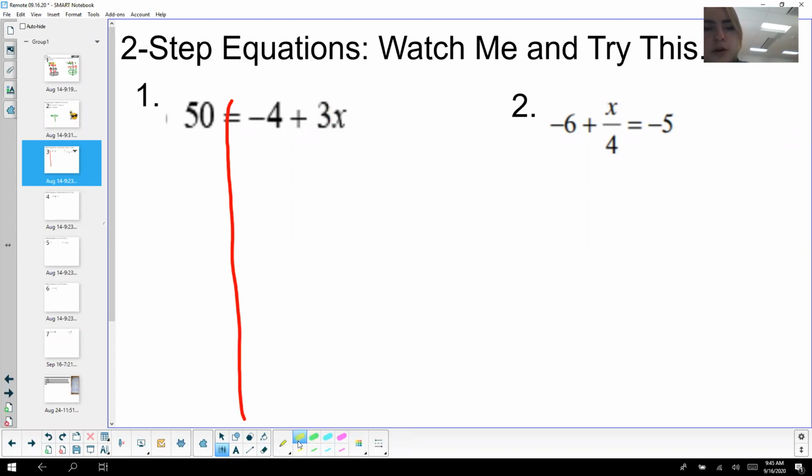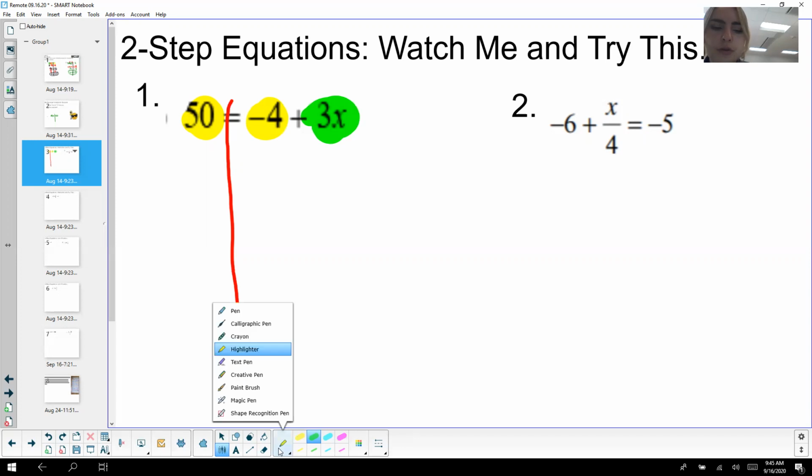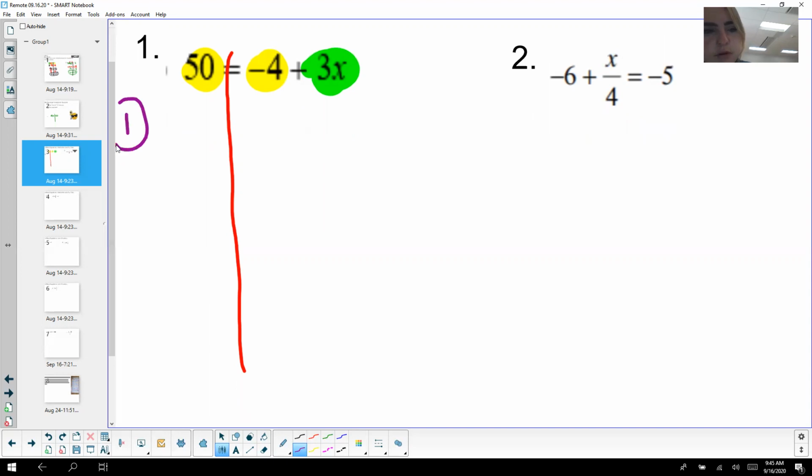All right. So I'm going to go ahead and highlight my constants just to show you what I'm talking about. When I talk about a constant, I'm talking about a number that doesn't have a variable in it. When I'm talking about a variable term, I'm talking about the term that has the x or the y or the letter in it, so what we're solving for. Again, we want to save the variable term for last. So step 1, I'm going to go ahead and move my constants to one side so I can begin isolating that 3x.